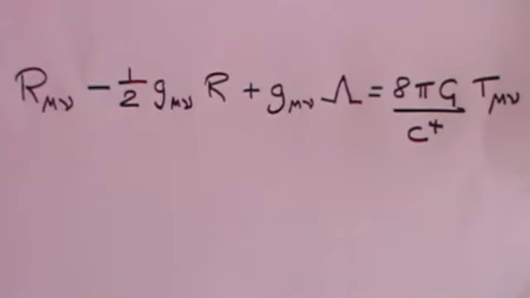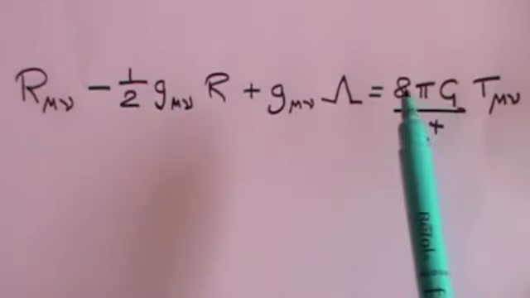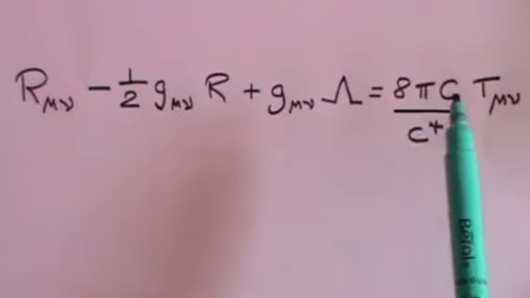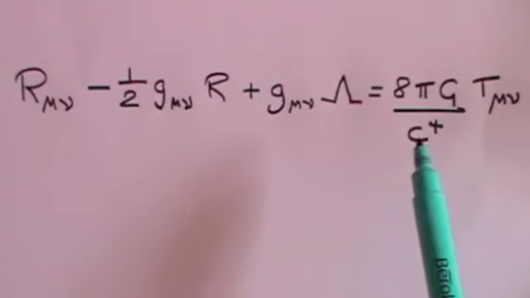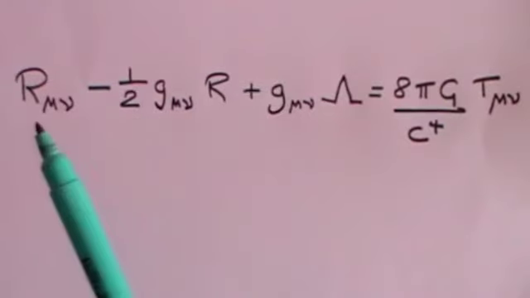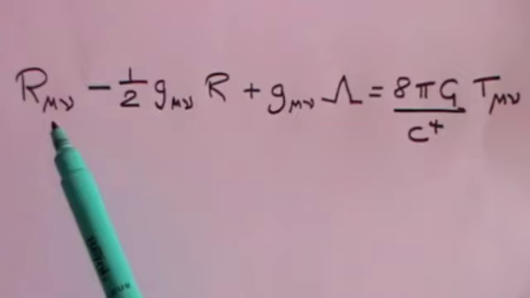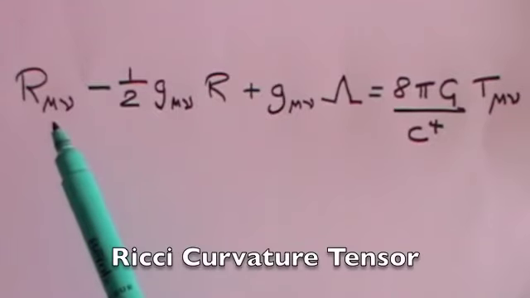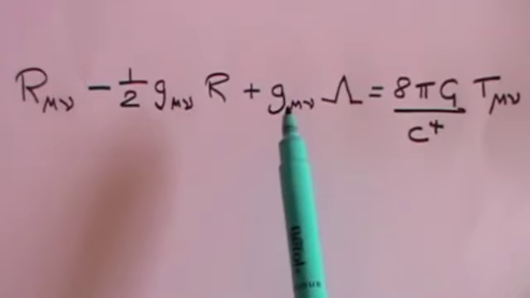Well, you'll be pleased to know that some of them you already know. You will know what a half is, you know what 8 is, you know what pi is, G is the good old-fashioned gravitational constant, and c is the speed of light. So there are only a few things that we need to sort out. First, we've got this peculiar term R mu nu, which is called the Ricci curvature tensor. We'll derive that.